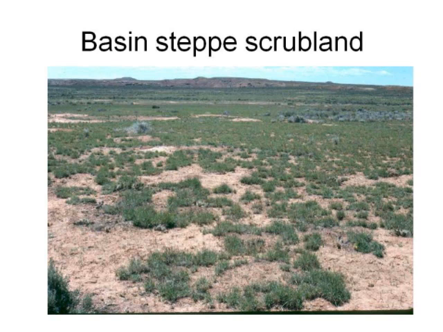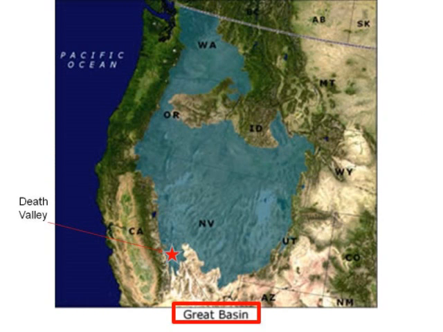Death Valley, the lowest point in the United States, is located in the southern part of the basin. Death Valley is 282 feet below sea level. That's really deep.